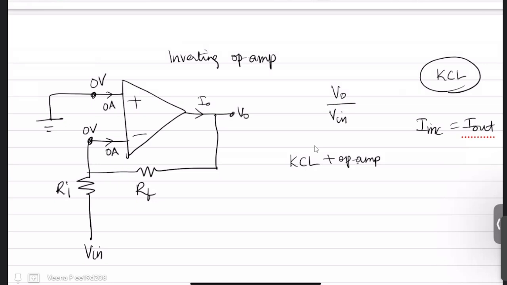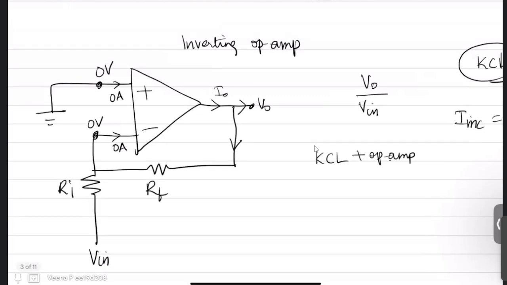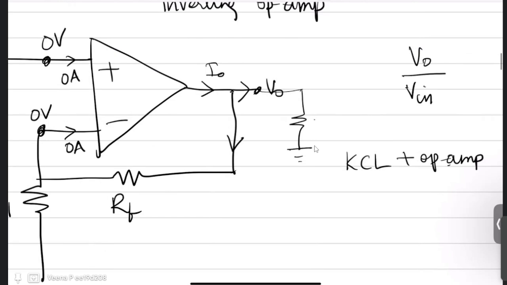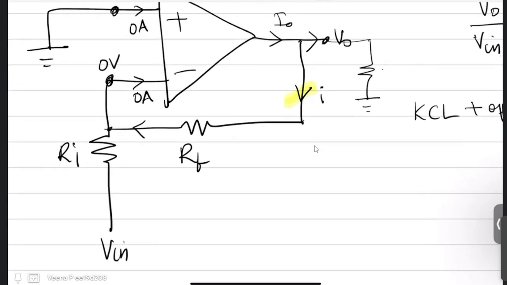Now you see your output is not connected to anything. So to this point your current will not flow because it is open. So the full I naught will go through this. Even if you are connecting your V naught to some load, it doesn't matter. I'll take the general case, I am connecting V naught to some load. Still this current, let it be small i, will reach here, but it will not flow into the input of your op-amp because of its high resistance. So this whole current i will go this way.